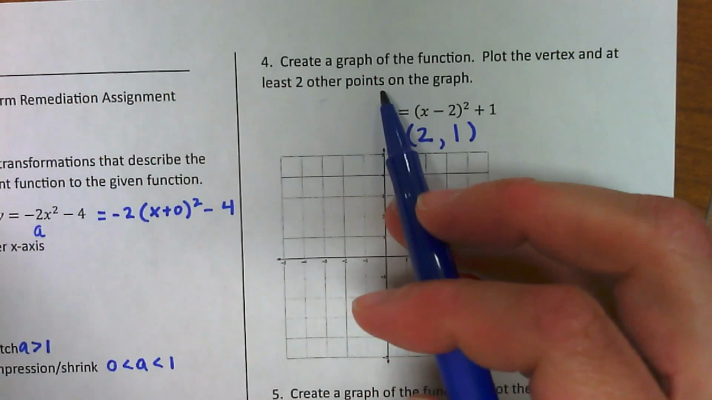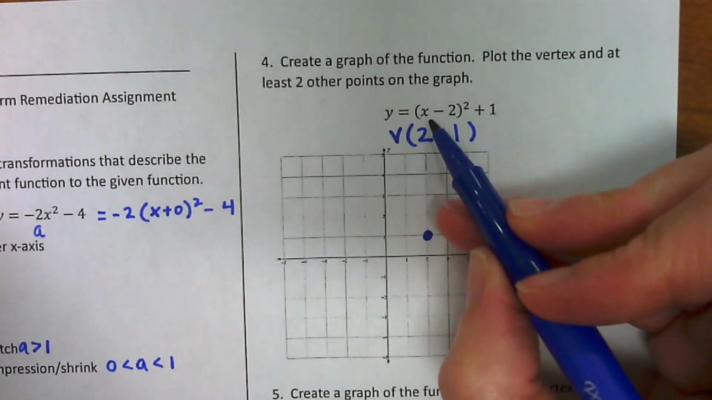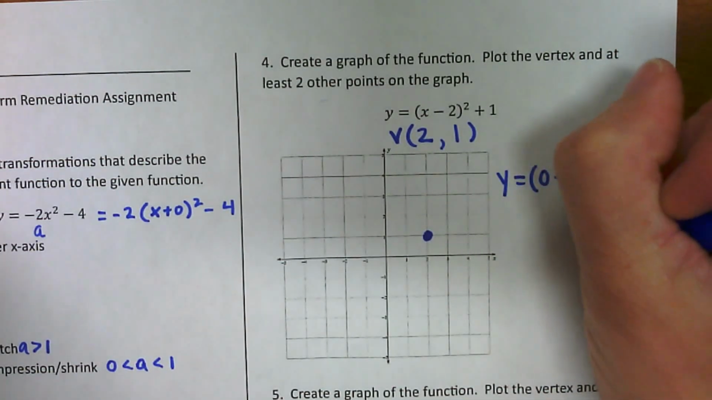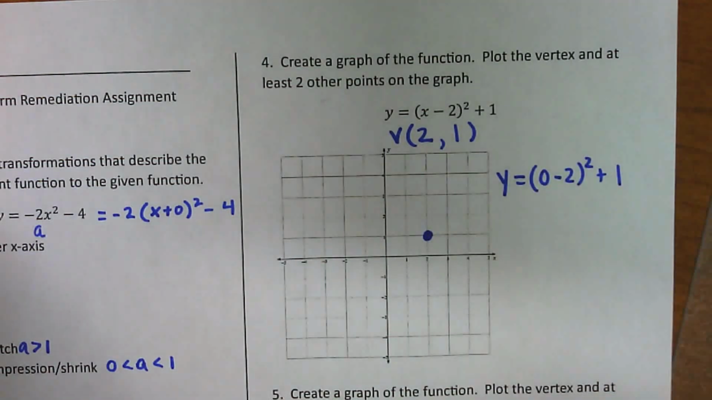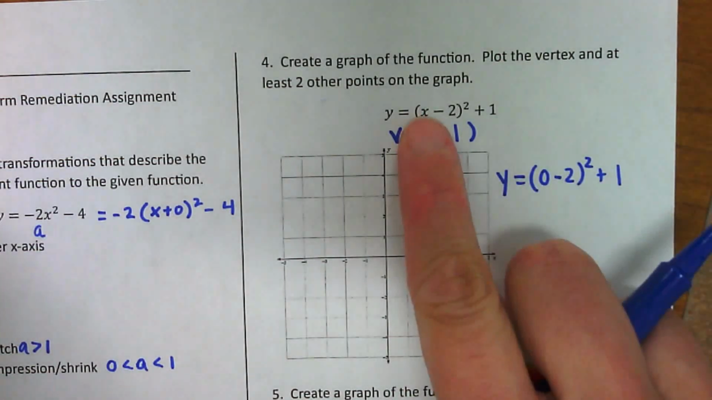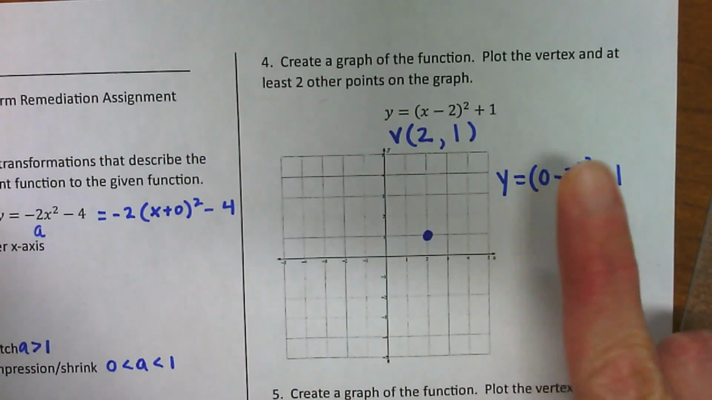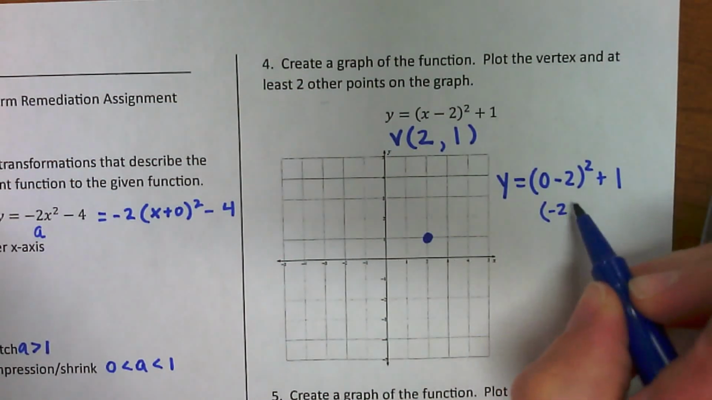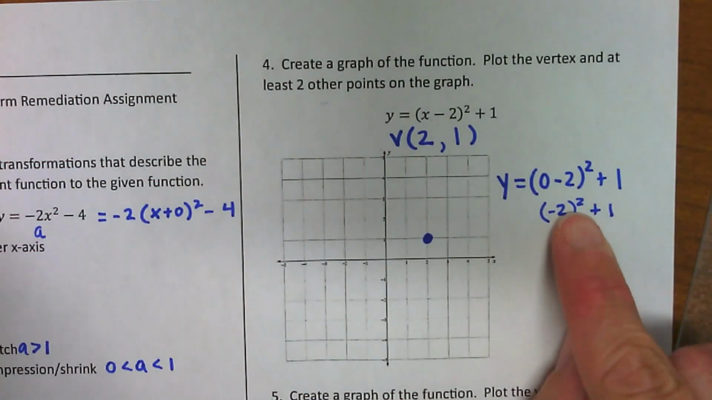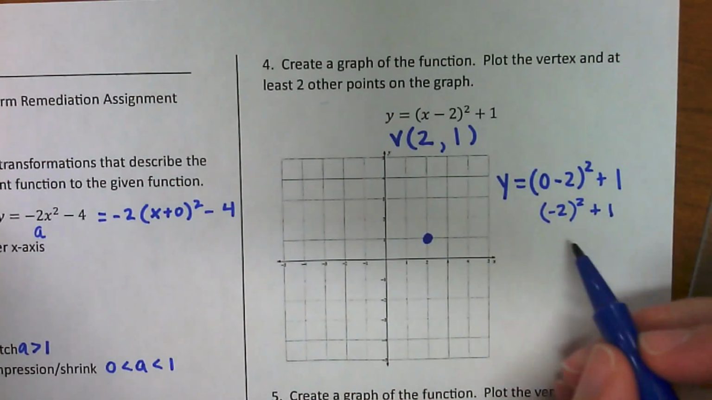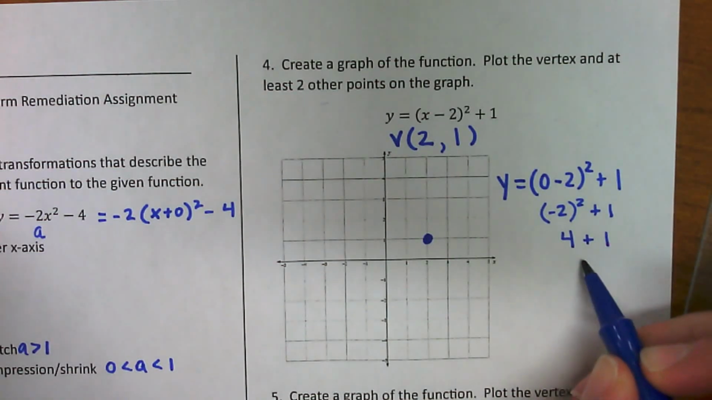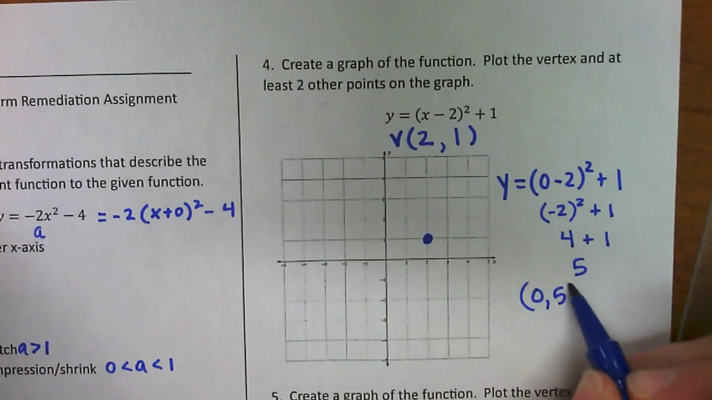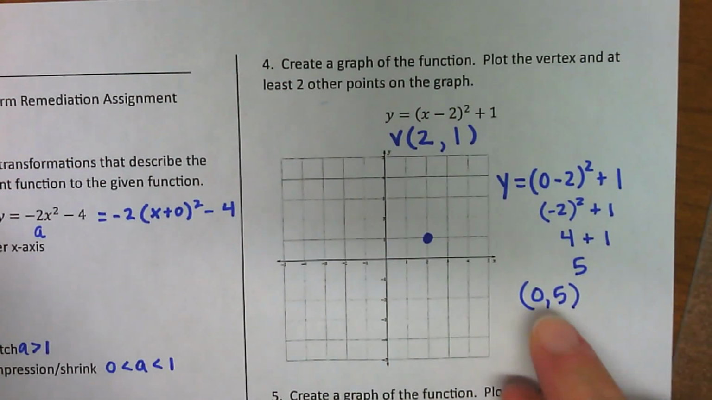To get these other 2 points, we have to plug something in for x. The easiest number to plug into any equation is to plug in a 0. So I replace the x with a 0, and then I follow order of operations. Order of operations says do the parentheses first. Parentheses gives me -2. Then I take care of exponents. Negative 2 to the second power is positive 4, and then I can add. I plugged in 0, I got 5 for my answer. So this is the point that goes on my graph.